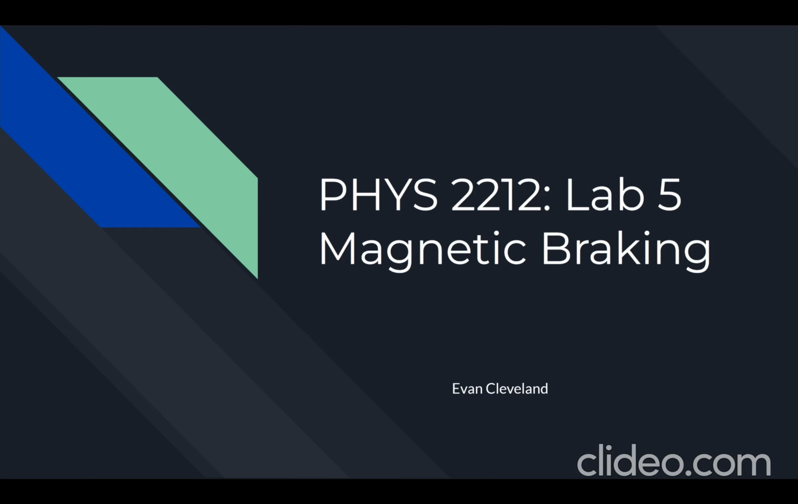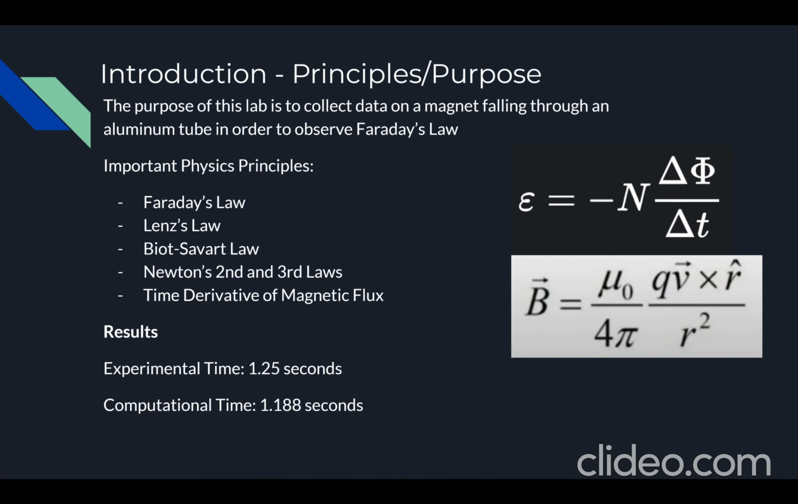Hello, my name is Evan Cleveland, and this is the final Physics 2 lab, magnetic braking with Faraday's Law. The purpose of the lab is basically to collect data on a magnet that's falling through an aluminum tube to observe Faraday's Law. So obviously Faraday's Law is going to be important, also Lenz's Law, the Biot-Savart Law, and then standard Newton's second and third laws.